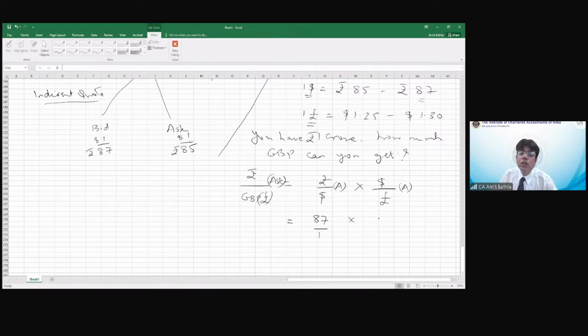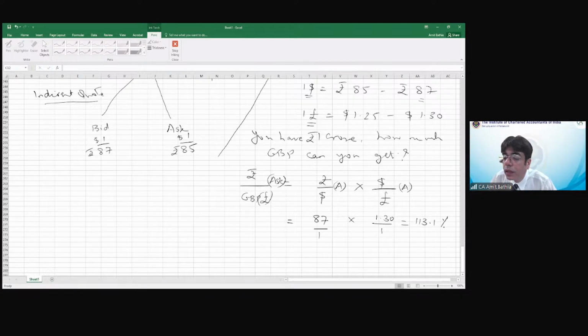What about dollar to pound? Is it available to you? Here again, your quoted currency is pound, so pound is already in the denominator, 1. So the numerator has to be how much, 1.25 or 1.30? 1.30. So 87 into 1.30 will be how much? How much is that coming to? 113.1.